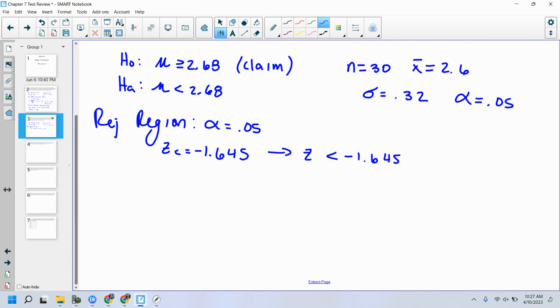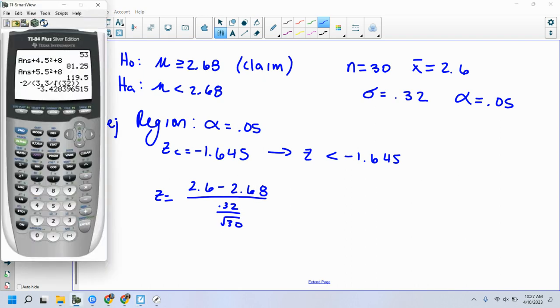Let's calculate that z-score. So z is equal to x bar 2.6 minus mu 2.68 divided by sigma 0.32 divided by the square root of 30. All right, so negative 0.08, right? 2.6 minus 2.68. Wait a second. 2.6 minus 2.68. Yeah, negative 0.08. Why did I overthink that? Divided by 0.32 divided by the square root of 30. Negative 1.37.